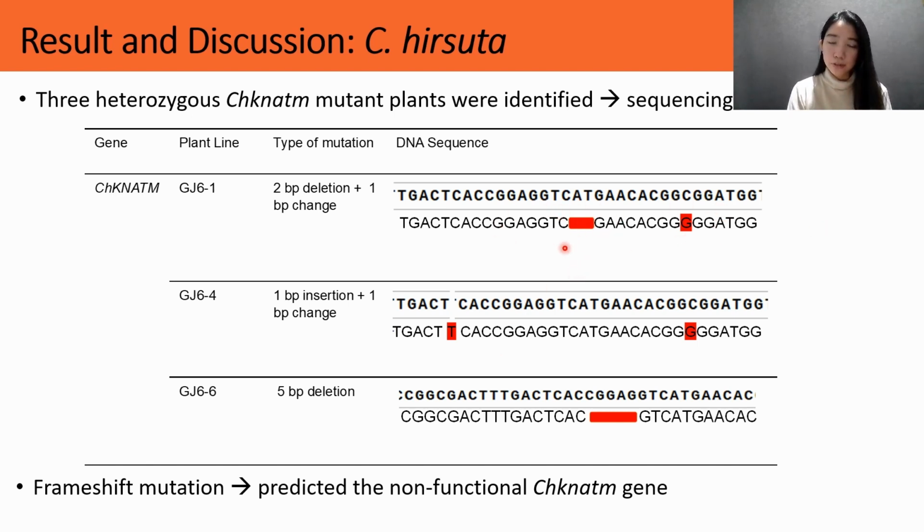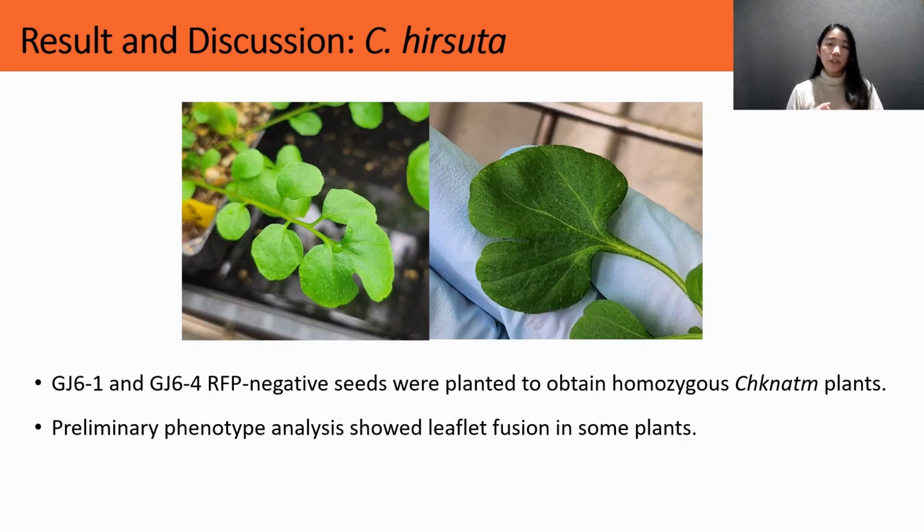So the first line has 2 base pair deletion and 1 base pair change. The second line has 1 base pair insertion and 1 base pair change. And the third line has a 5 base pair deletion. And this mutation causes a frameshift mutation, which can lead to a predicted non-functional CH-NATM gene. So out of 3 lines, 2 were planted to obtain the homozygous CH-NATM plants. And preliminary phenotype analysis showed that some plants have leaflet fusion, as you can see here in the picture.